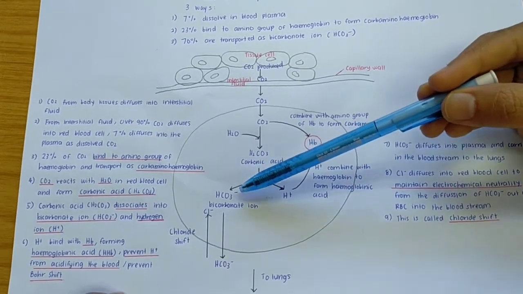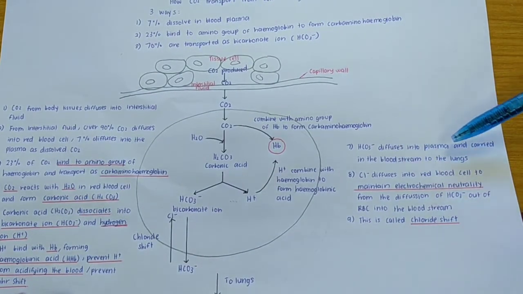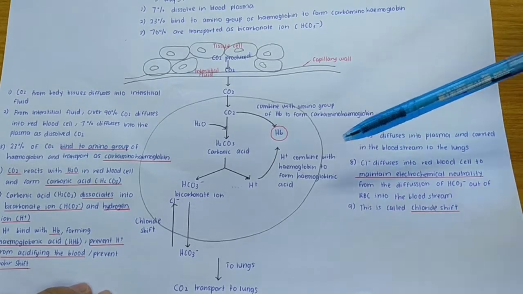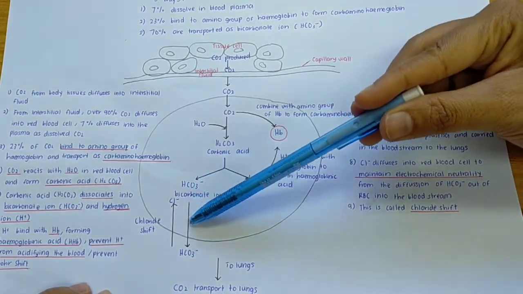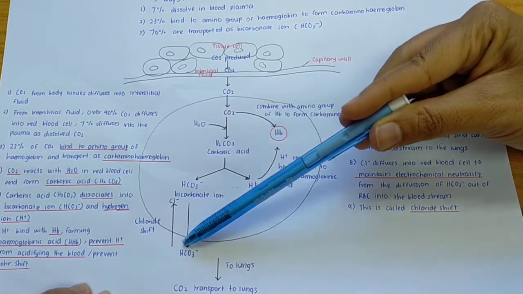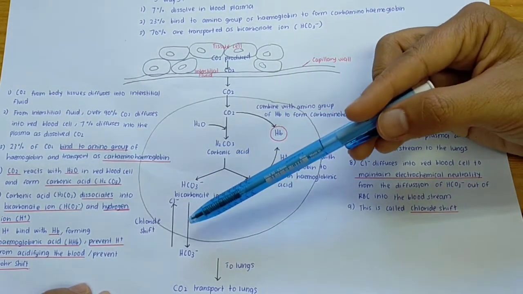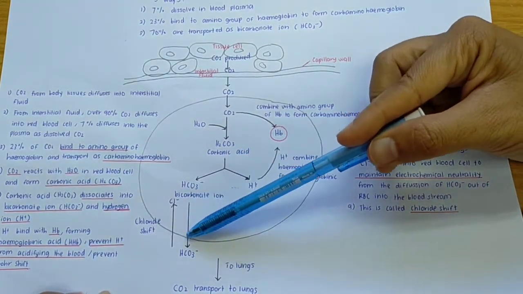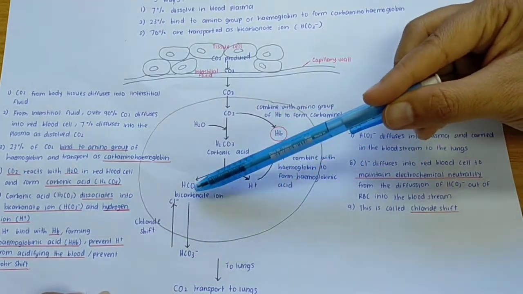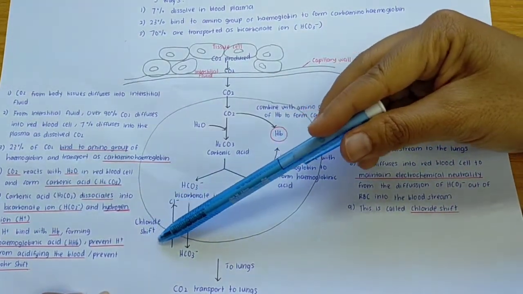Okay, and then what happens to this bicarbonate ion? Bicarbonate ion will diffuse into plasma and be carried in the bloodstream to the lung. So this bicarbonate ion will diffuse out from the red blood cell into the blood plasma and be carried in the bloodstream to the lungs. Okay, and also once bicarbonate ion has diffused out from the red blood cell, chloride ion will diffuse into the red blood cell. So this process we call the chloride shift.